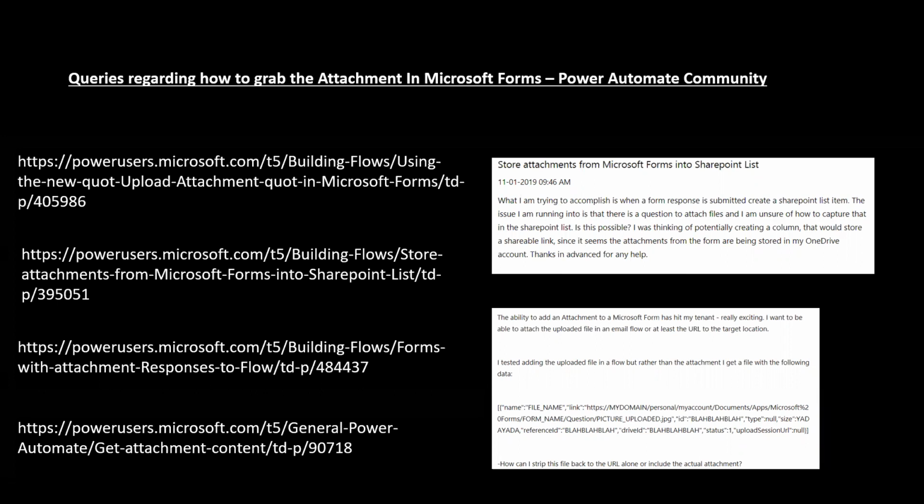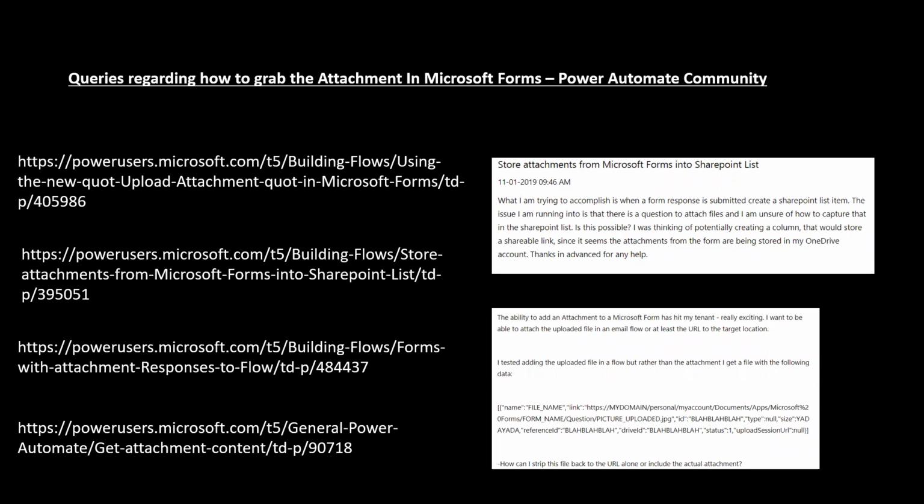So earlier today, I was answering some questions on the Power Automate community when I noticed that a lot of people are facing issues in grabbing the attachment in Microsoft Forms using Power Automate solutions. There were cases where the end users wanted to grab the attachment from the form and send that in an email or create that attachment as a file in SharePoint Library.